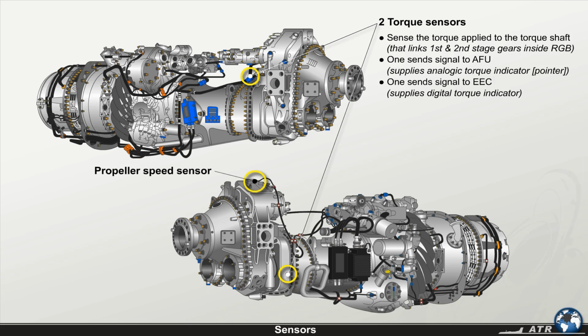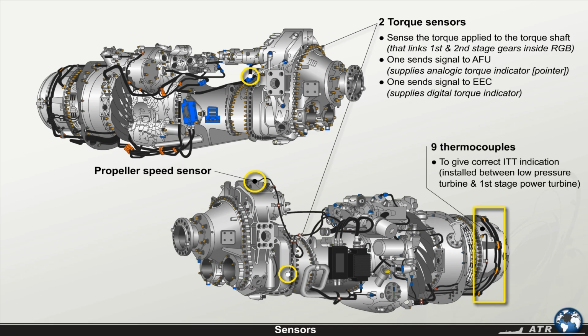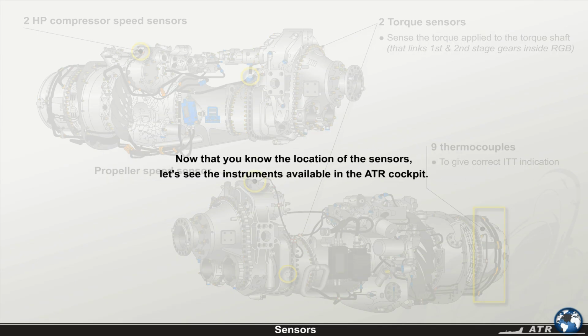The propeller speed sensor is mounted on the top left side of the propeller reduction gearbox. To give the correct internal turbine temperature indication, 9 thermocouples are installed between the low-pressure turbine and the first stage power turbine. 2 high-pressure compressor speed sensors are installed at the right side of the rear air inlet case. Now that you know the location of the sensors, let's see the instruments available in the ATR cockpit.